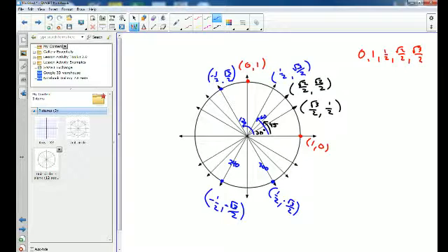Everything in quadrant two has x negative. In quadrant three, x's and y's are negative here. And in quadrant four, x is positive and y is negative. What is that number? 0, 1, 2, 3. Okay, so the pattern is 0, 1, 2, 3, 4.